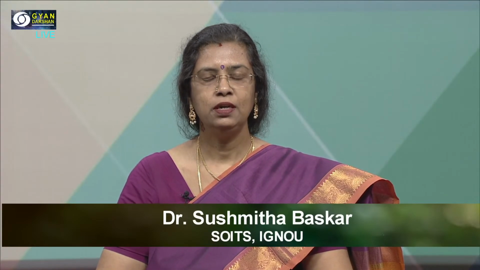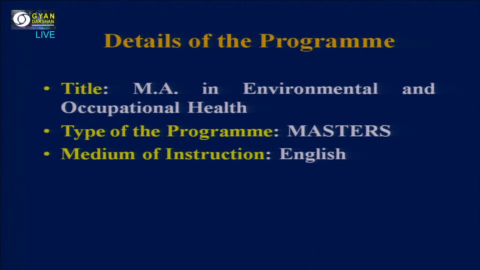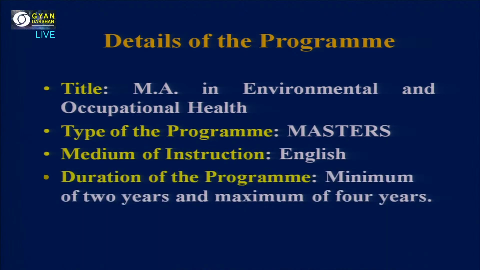Hello viewers. This MA program in Environmental and Occupational Health focuses on the relationship between people and their environment and fosters safe and healthy communities. And this is of utmost importance. This program is an MA in Environmental and Occupational Health. The type of the program is a master's program and the medium of instruction will be in English. The duration of the program will be a minimum of 2 years and a maximum of 4 years.